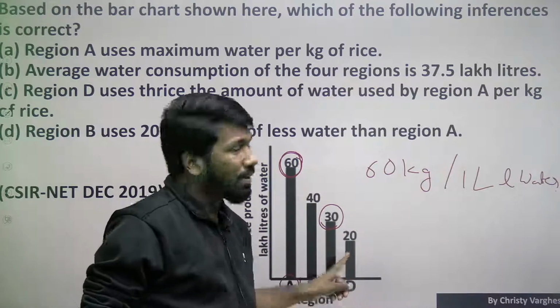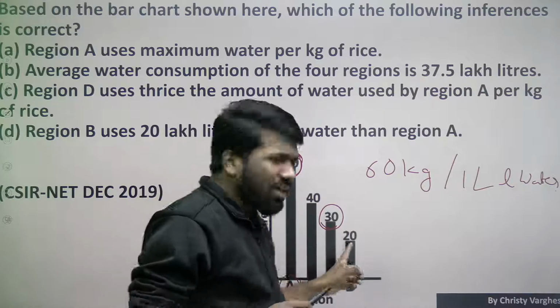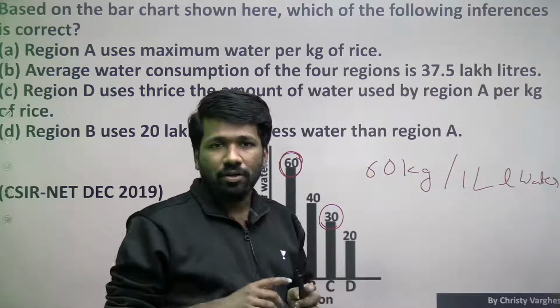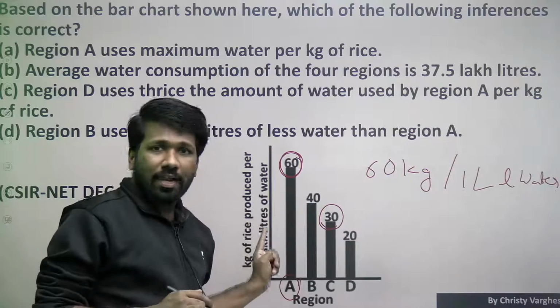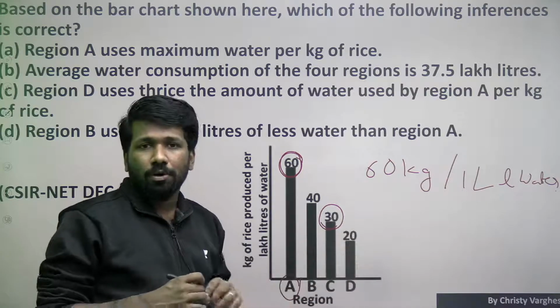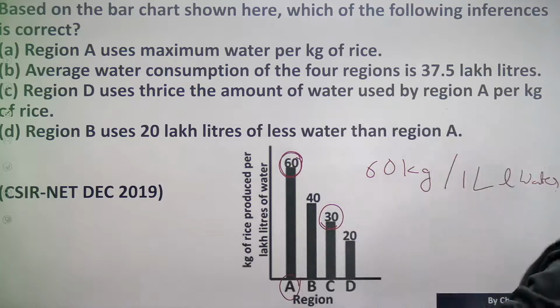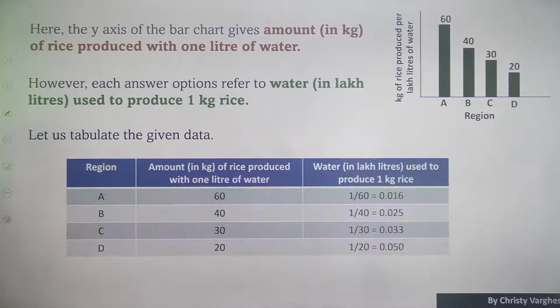Region D uses maximum water per kilogram. To produce 20 kilogram rice itself, it needs 1 lakh liter water. Here to produce 60 kilogram rice, same 1 lakh liter is enough. That means this D needs more water to produce the same quantity. Na? Mathematically speaking, this is the meaning. Mathematically speaking, you can write like this.